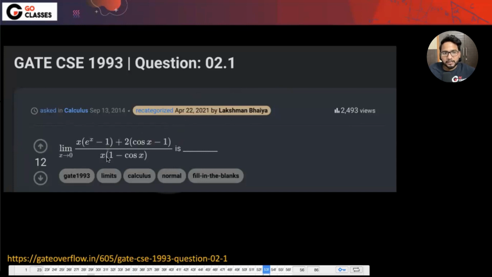So what they're saying is, find the value of this limit. Now let's just see, if you put x equal to 0, then what are you getting? You're getting 0 upon 0, right? So this is a 0/0 form. You can apply the L'Hopital rule, I think.